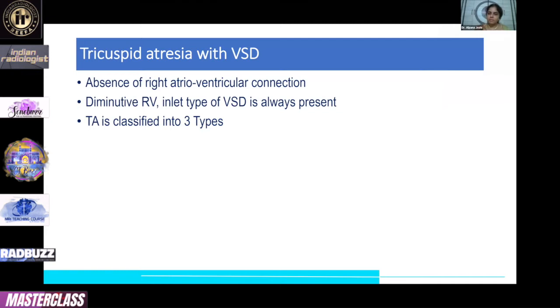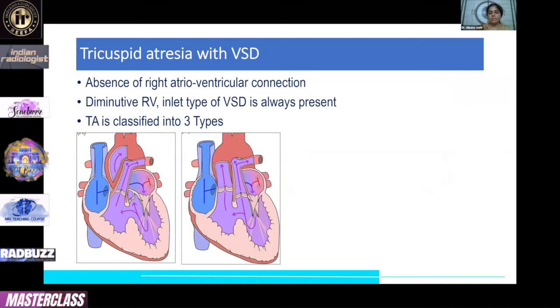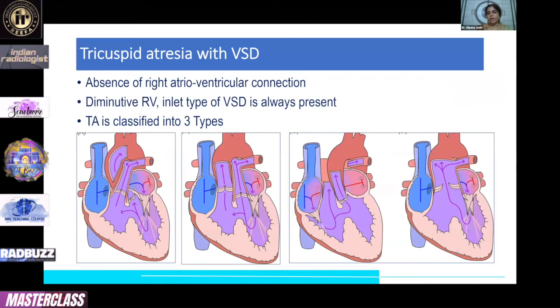Tricuspid atresia with VSD, a relatively simple diagnosis. There is a diminutive RV with an inlet type of VSD. That's why you always tend to pick it up. This is generally classified into 3 types. One is with normally related great arteries. Type 2 will be a TGA type of arrangement, and then type 3 will be a common arterial trunk or LTGA kind of an arrangement.